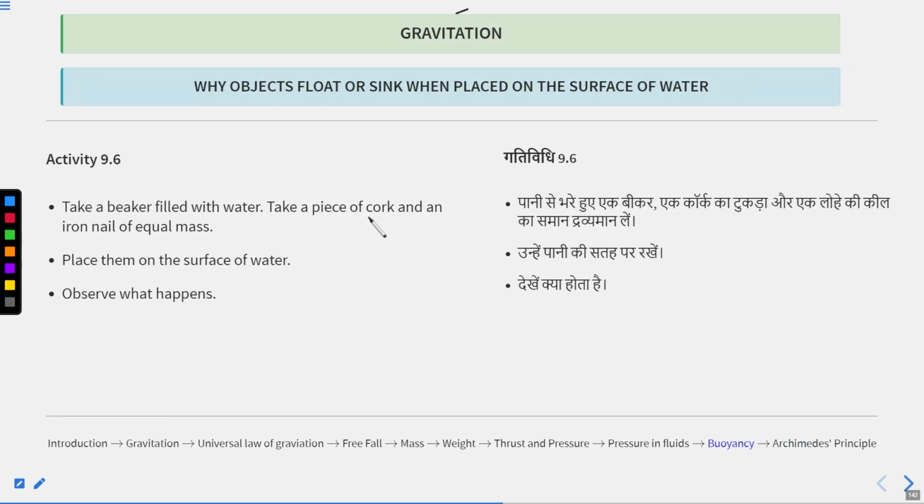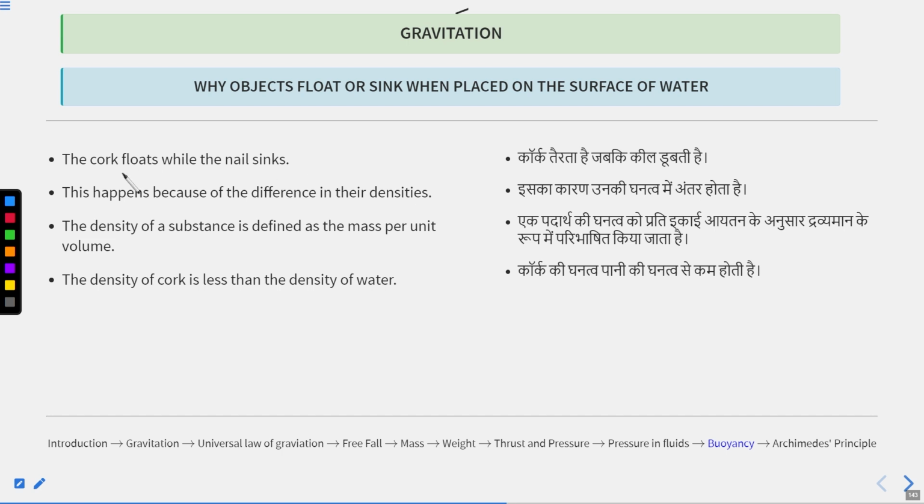Okay, when you take a piece of cork and put it on that water, it will float. The cork will float, but the nail sinks. It is because of their density. Okay, so you should first know what density is. Density is mass per unit volume.